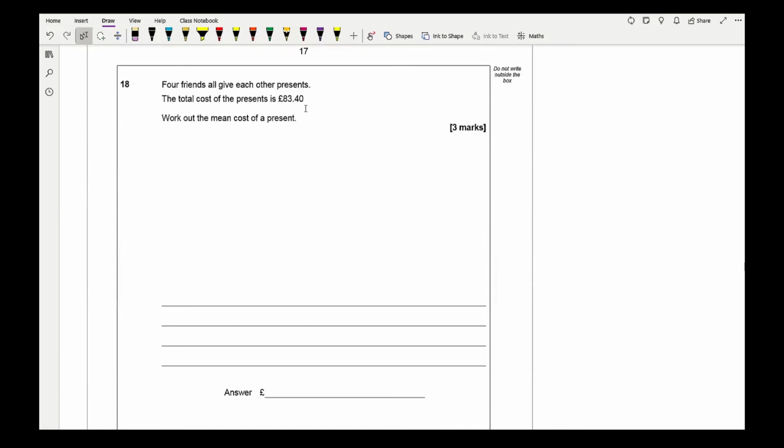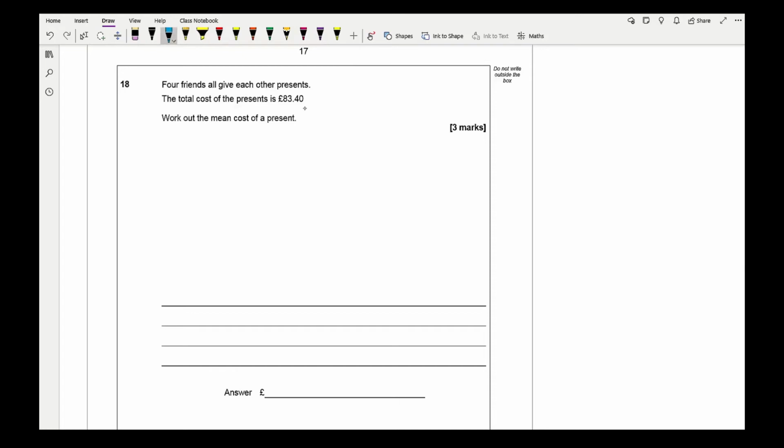Now, moving on to question 18. It says 4 friends all give each other presents. The total cost of the presents is £83.40. Work out the mean cost of the presents. Now, you might be thinking to yourself, average, easy. There's 4 friends and we've got the total amount, £83.40. Divide it by 4, job done. However, you kind of need to think about this a little bit more.